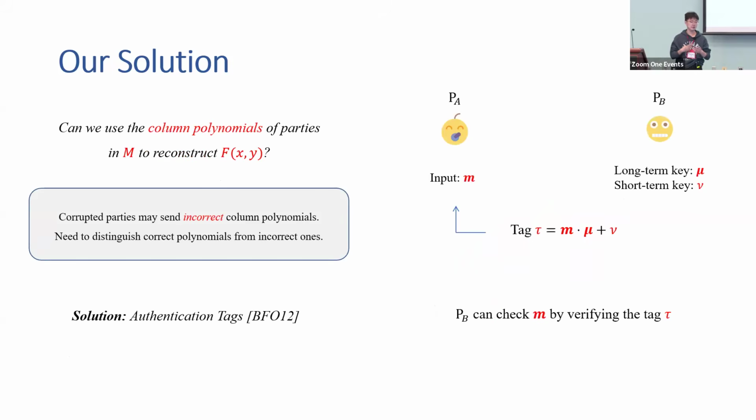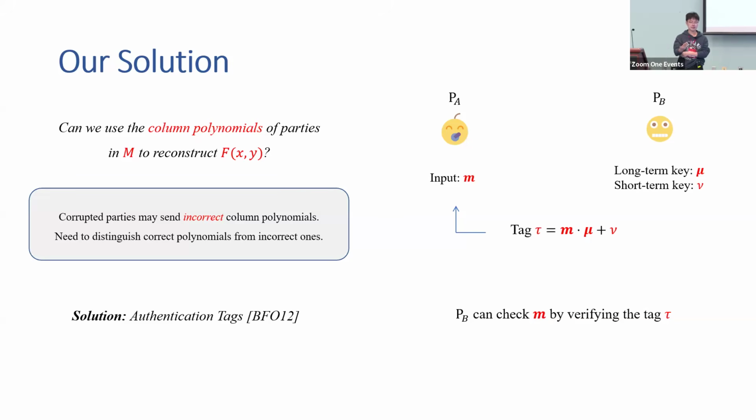The solution is called the authentication tag. The authentication tag was first proposed by BFO12 and is used to build a linear communication asynchronous MPC protocol. The idea is as follows. For a pair of parties PA and PB, say PA takes a vector of values, message M, as input. We let PB choose a random long-term key mu, which has the same length as the message M, and a short-term key nu, which is just one value. Then the authentication tag is defined as the inner product of M and mu, plus nu. Once PA sends both the message M and the tag tau to PB, he can convince PB that he sent the correct message M.